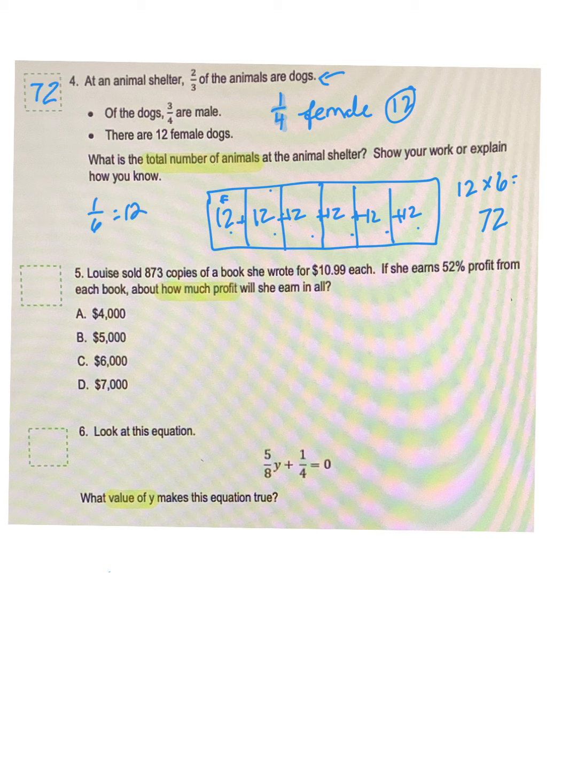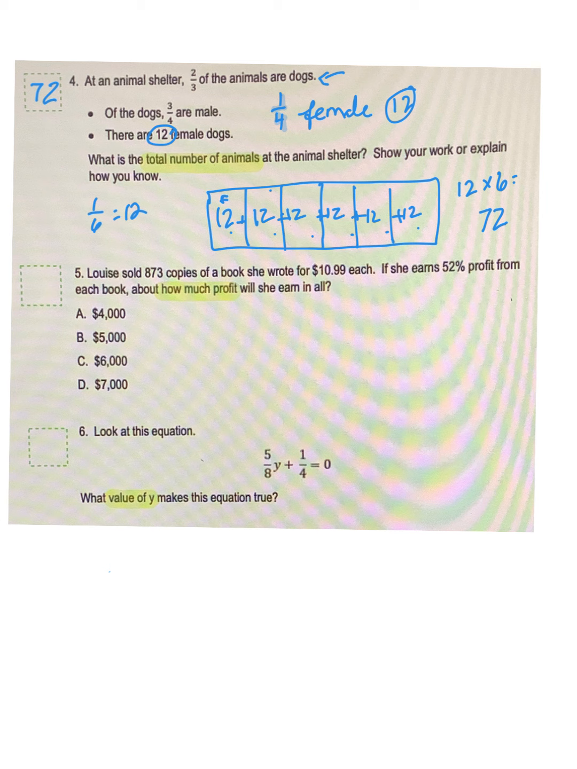Some of you were trying to tell me how many dogs there were. That's not the question, so make sure, as I've said many times, make sure you're answering the question that's being asked. They wanted to know the total number of animals there were. There's 72 of them, because 1/6, we figured out, 1/6 were female dogs, and they told us that there are 12 female dogs.